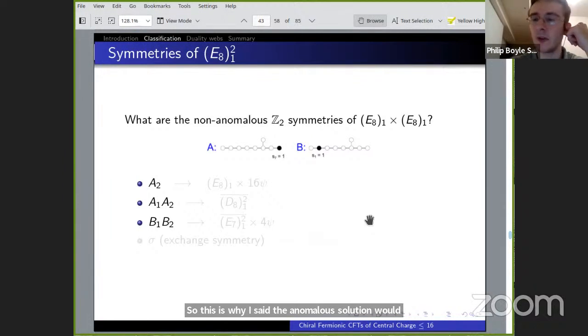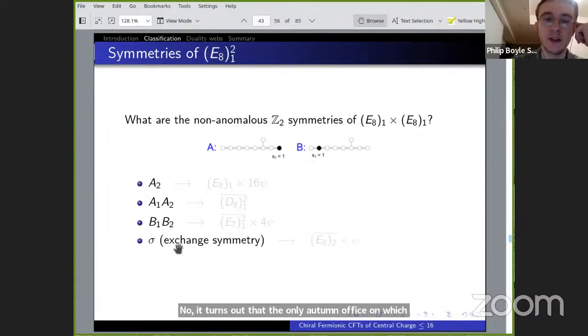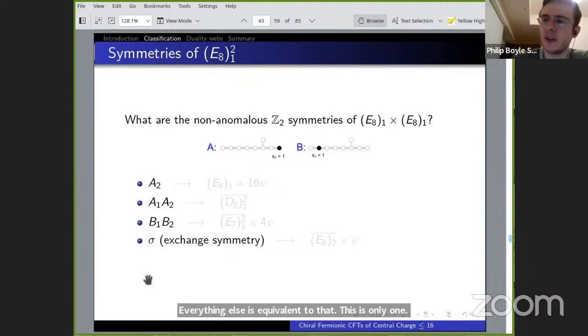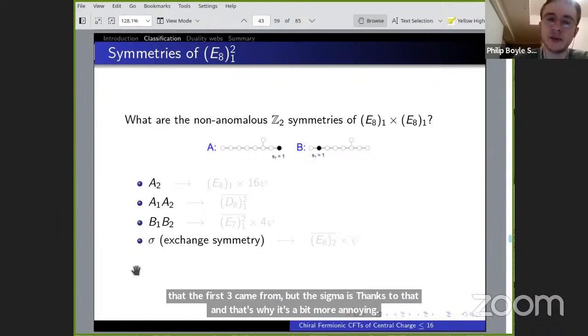Remember, I said there are two types of symmetry: the automorphisms that don't exchange the factors and the ones which do. It turns out that the only automorphism which exchanges the two factors and has order two is the exchange symmetry. Everything else is equivalent to that. There's only one. The exchange symmetry is a bit special because the first three came from Kac's theorem, but sigma is external to that. That's why it's a bit more annoying. But here are the symmetries.